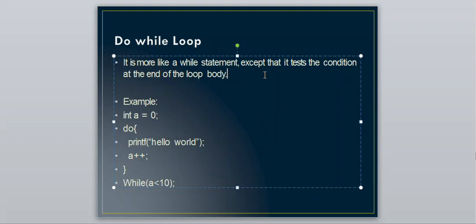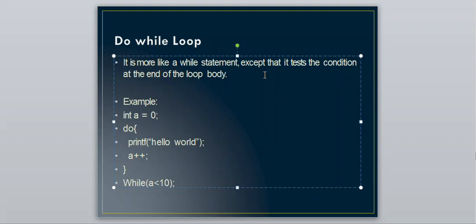Okay, what does it mean, it tests the condition at the end of the loop? This statement, that it checks the condition at the end of the loop, makes it different from both loops. Even if the condition is false, it will run one time. If you take the example of the last two loops, while loop and for loop, they will break the body if they find the statement is false.